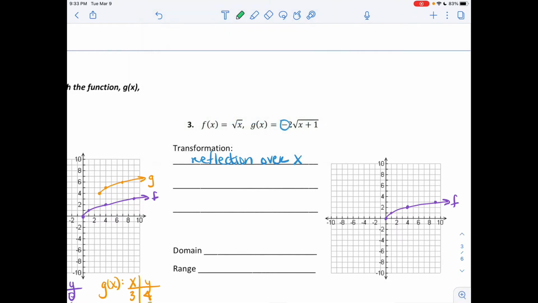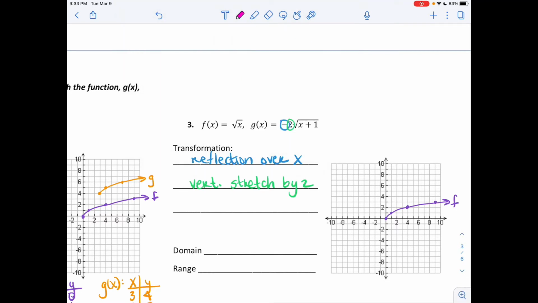Next, I see a 2 again on the outside, so that has to be vertical. Vertical things make more sense in our head. A 2 makes things bigger, so it's going to be a vertical stretch. You're stretching towards the vertical axis. And that is by 2.